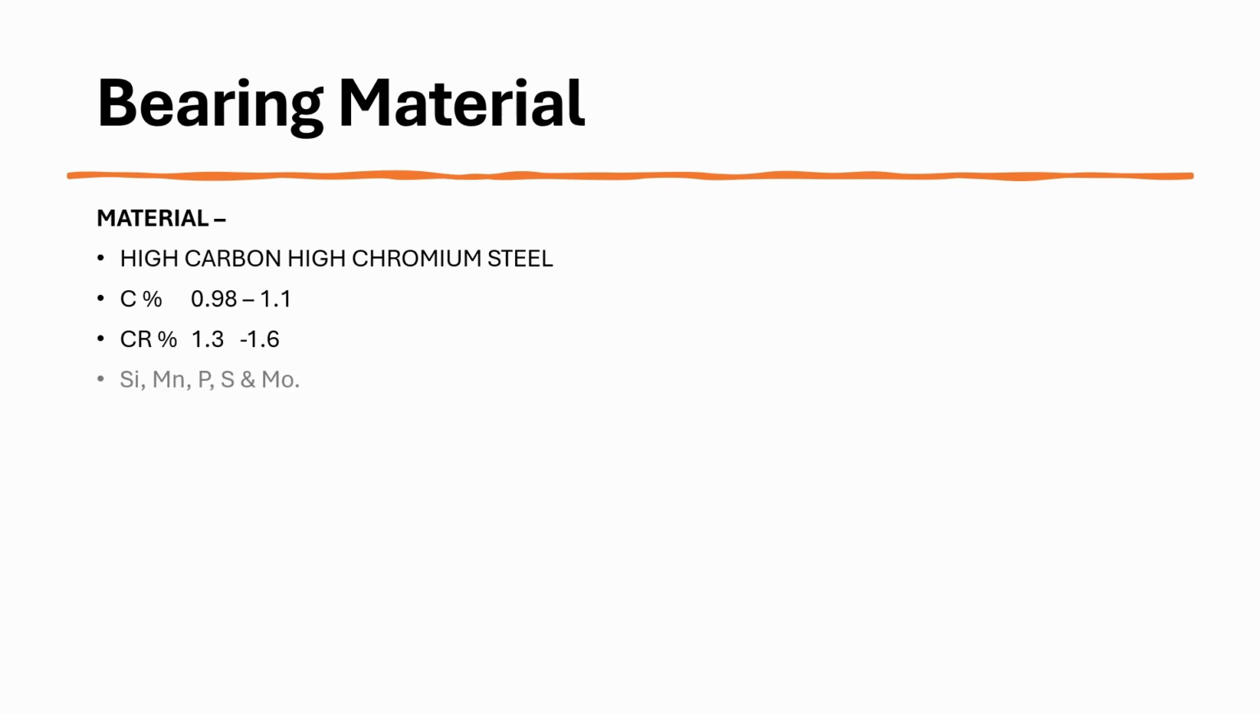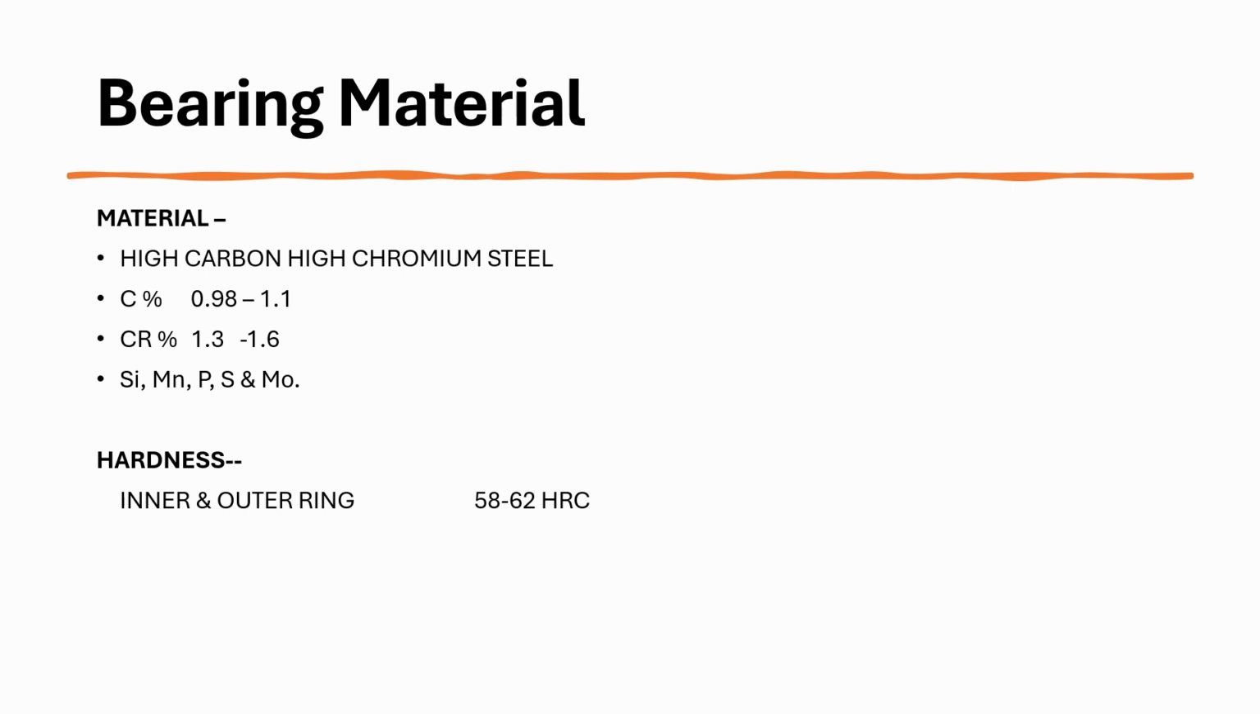Additional elements include silicon, manganese, phosphorus, sulfur and molybdenum. These elements improve various mechanical properties such as hardness, wear resistance and toughness. Hardness: inner and outer ring hardness 58 to 62 HRC. This range indicates a high level of hardness, essential for bearing durability and performance.